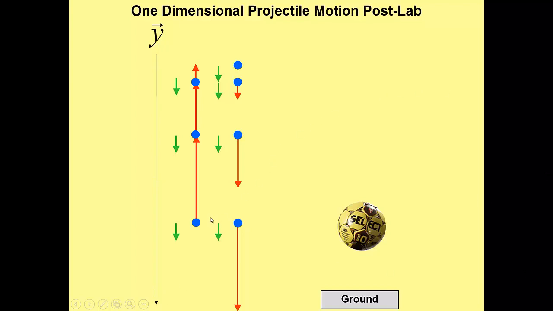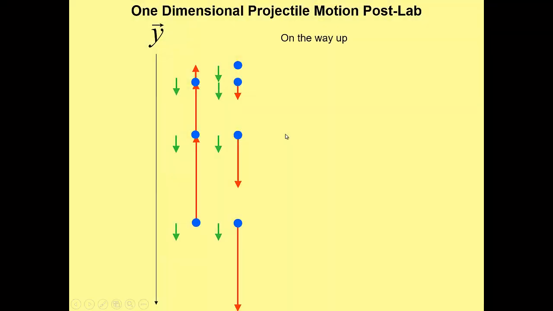And so I want you to notice a few things about this. Let's start out by looking at the dots. On the way up, what's happening to the separation between the dots? So let's talk about the way up. Right? The dots are getting closer together. Well, why? Yeah, because it's slowing down. You can also see that in the velocity arrows, because what's happening to them? Yes, the velocity arrows are getting smaller.